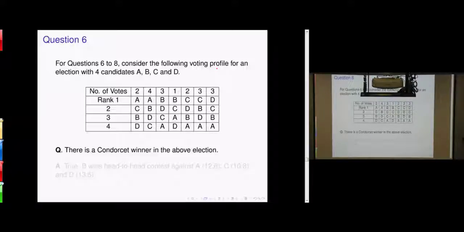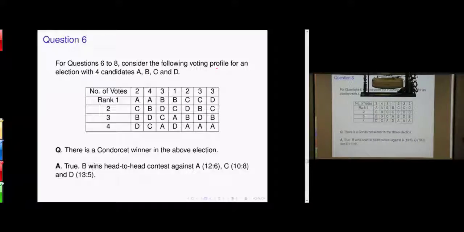Okay, so question 6 says there is a Condorcet winner in the above election. Do you still remember what a Condorcet winner is? This guy would beat everybody head to head, right? So if you have a person who beats everyone, then he's a Condorcet winner. Is it so? Okay, so let's try. According to this profile, help me, maybe I made mistakes. So I think B wins.